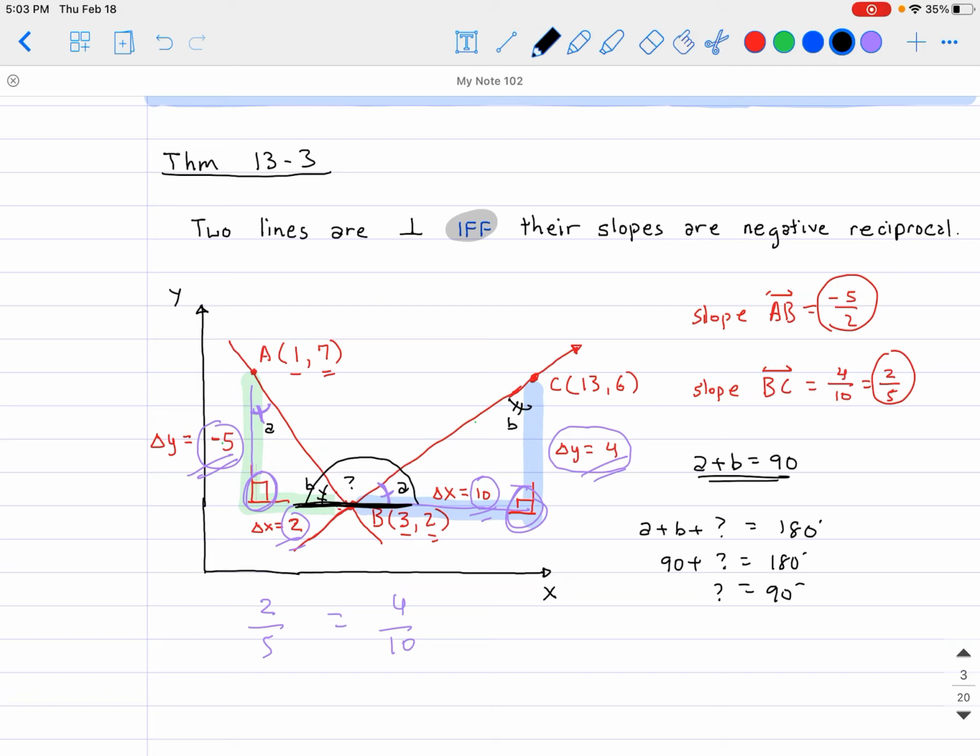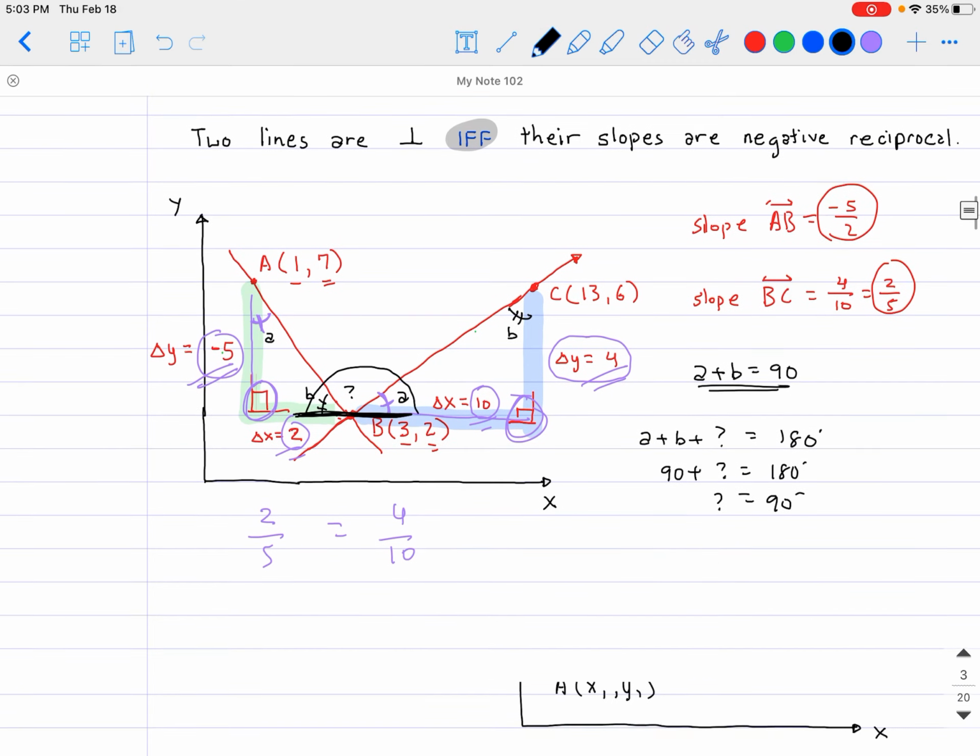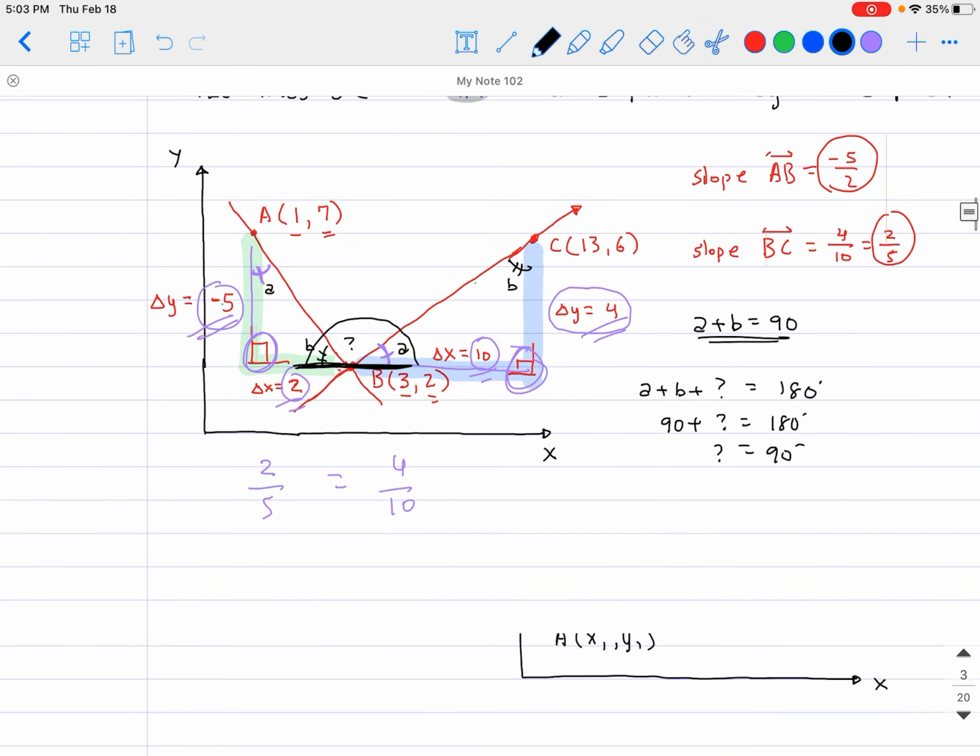Now, can you actually use proof with variables? The answer is yes, but unfortunately, the proof is just very, very nasty when you're using variables. So we're trying to use real numbers so you can have a better grasp of it.